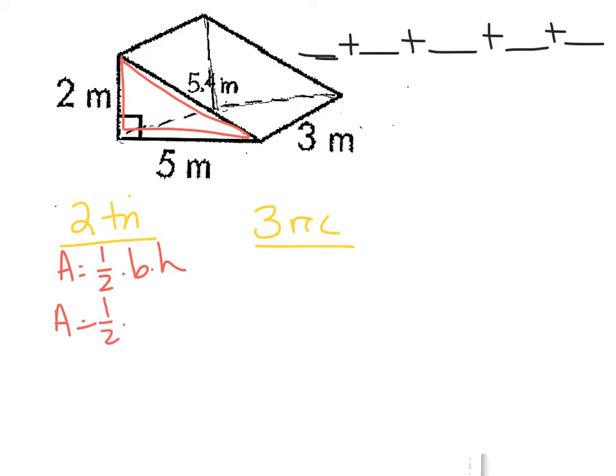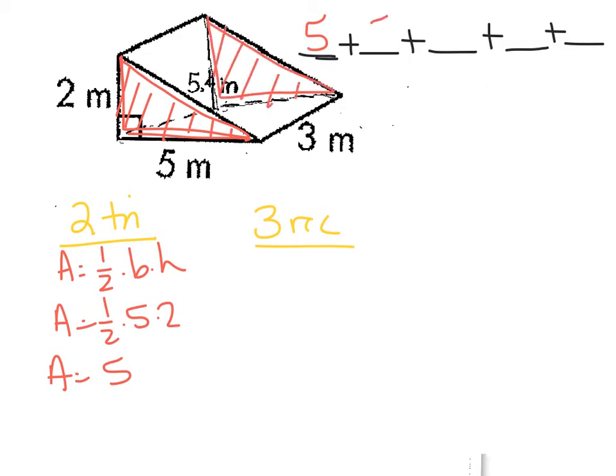And in this picture, the base is 5 and the height is 2. So 5 times 2 is 10, and half of 10 is 5. So the area of this base is 5 meters squared. And since it's a prism, the area of the other base is going to be the exact same. So our first two spaces are 5 meters squared.